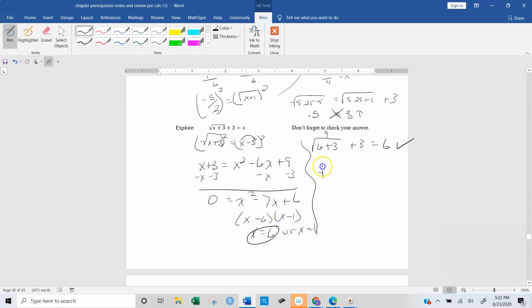Let's check the 1. Square root of 1 plus 3 plus 3. Is that equal to 1? Well, that's not possible. There's no way I can add something to 3 and get 1. In this case, it's even easy to see. Square root of 4 is 2. So does 5 equal 1? The answer is no. This is bad. So 1 does not work. Your only solution is 6.